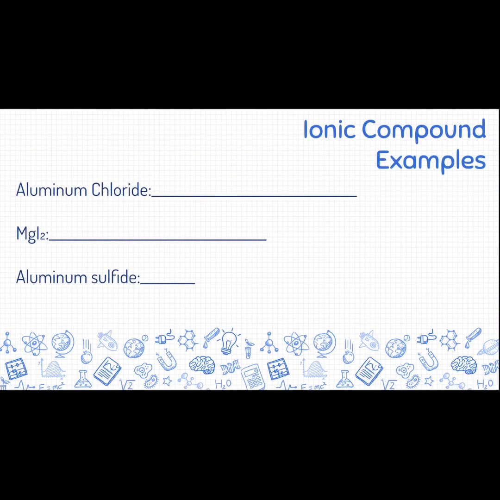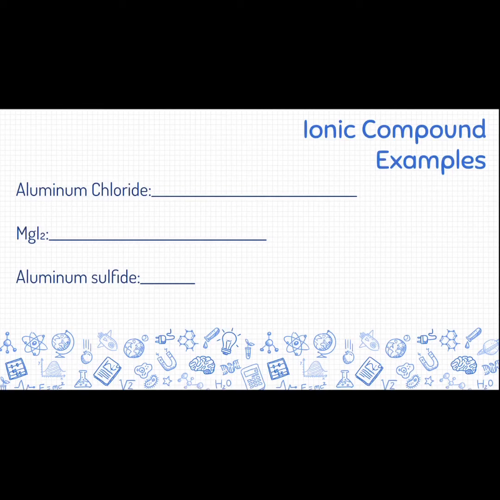Okay, here's some examples for you. So our first one is aluminum chloride. To figure out how to write out this formula, you have to go to the periodic table and find their charges. Remember, the charges are based on what group they're in on the periodic table. So aluminum would have a +3 charge. Chlorine would have a -1 charge. So when I swap and drop, what should I get? I should have AlCl3. Okay.